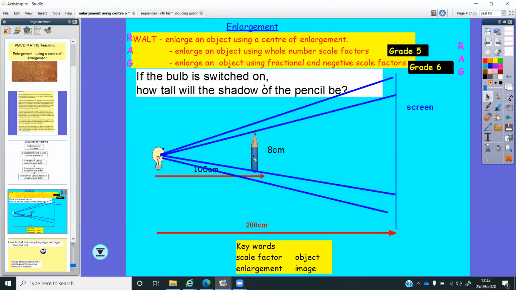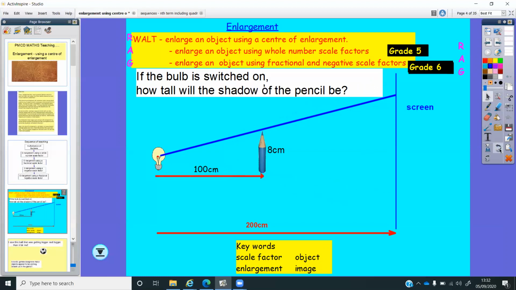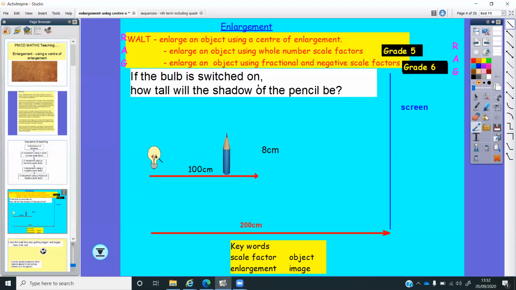But what happens if I move that pencil a bit closer now to the centre of enlargement, or as I'm calling it in this case, the bulb? So I'm not using that centre of enlargement terminology just yet. So let's just move those rays, and move it closer. What's happening now? Again, you can see the ray from the bulb to the top of the pencil. What's happened to the enlargement now? It's got bigger, hasn't it? And again, you can demonstrate this. If you've got a projector, you can demonstrate this by moving your hand close to the projector and further away.